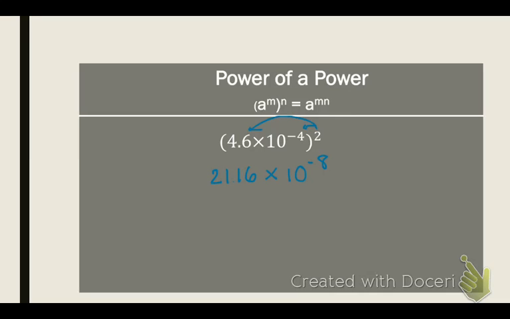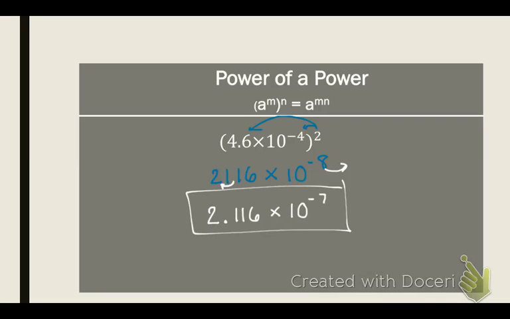Now, I almost am finished, but I need to shift this one to the left to make it 2.116. If I do that, I need to shift my exponent 1 to the right. On the number line, that would be negative 7. Now it's in scientific notation.